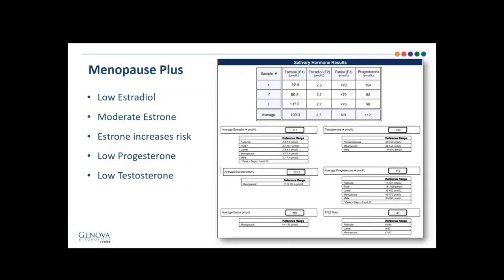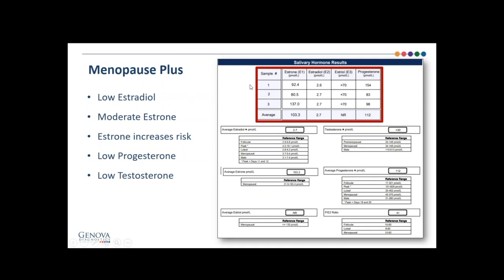So here's the Menopause Plus. Remember, the option was a 1 day, which would have been taken in 1 day, or the Menopause Plus, which looks at a 3-day average. So when we look at her estradiol, you can see 2.6, 2.7, 2.7. That average of 2.7 for a menopausal female is a little bit on the low side.